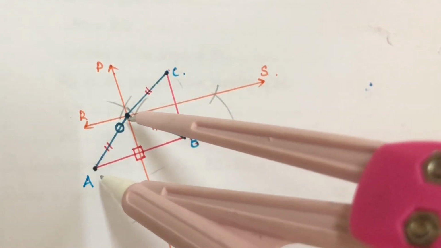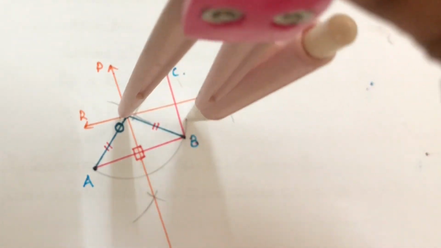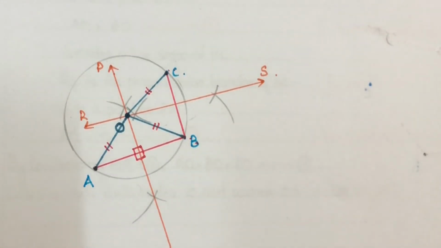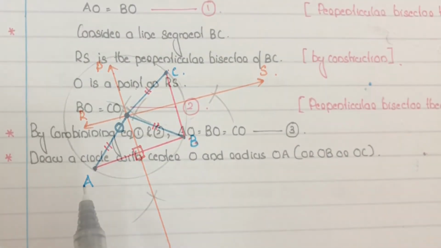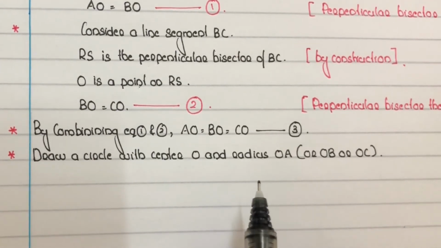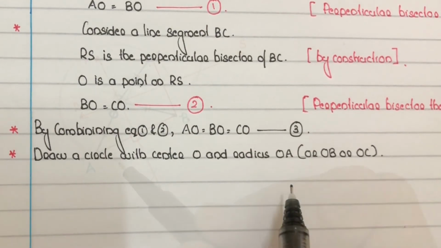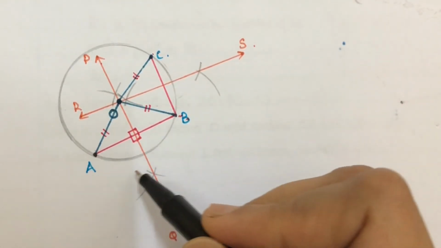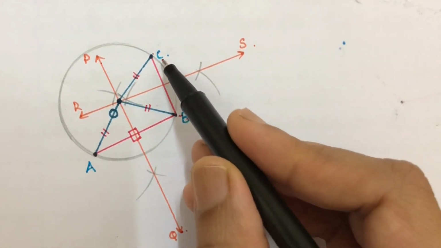With O as center and radius OA, draw a circle. It passes through 3 non-collinear points A, B and C. So here you can write it as the circle passes through 3 given non-collinear points, that is A, B and C, right? Here we have drawn a circle that passes through 3 non-collinear points A, B and C, right?